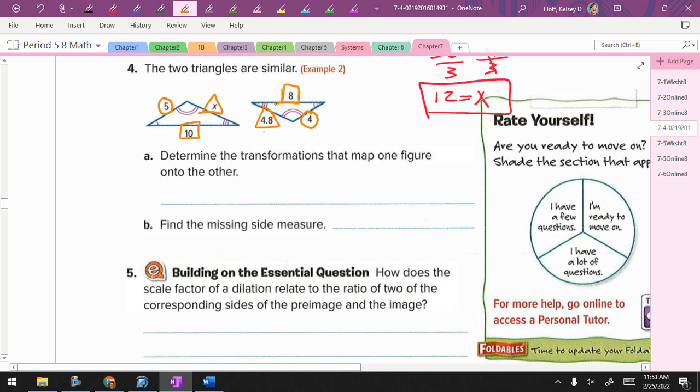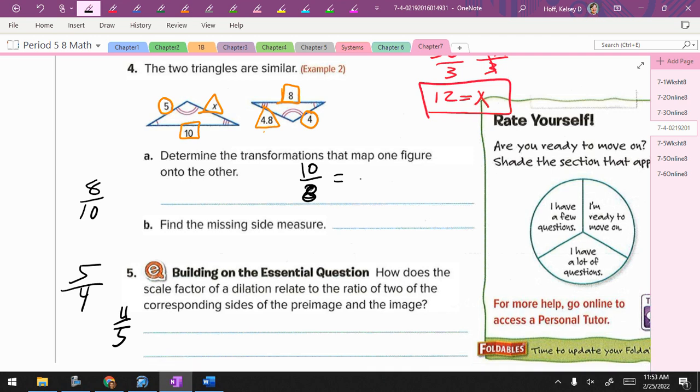Just like Davion did in the last one, pick a number from the left that matches a number on the right. 10 matches to 8. Okay. Do you have to do 10 and 8? You could do 8 and 10. What else could you do? 5 and 4, or you could even write it the other way of 4 and 5, right? It doesn't technically matter. What matters is how the other side is written.